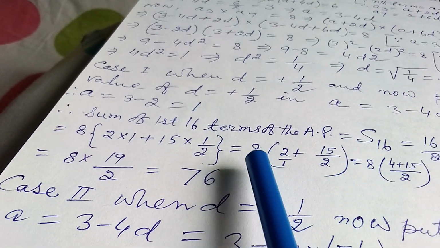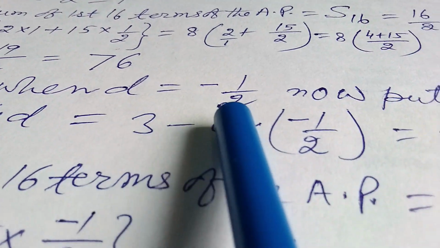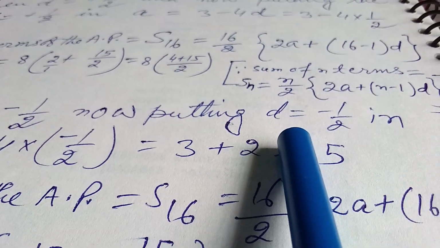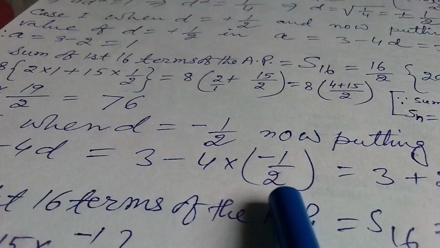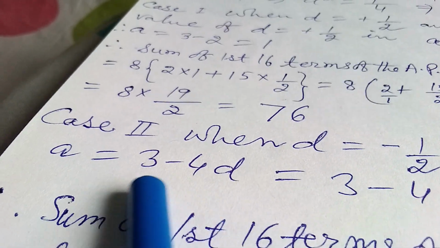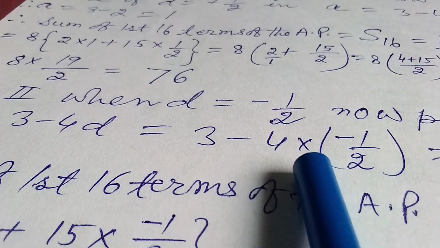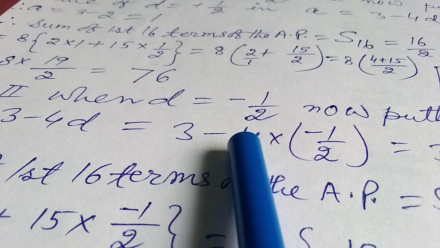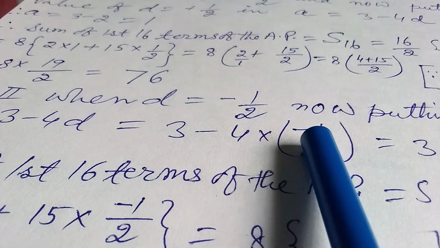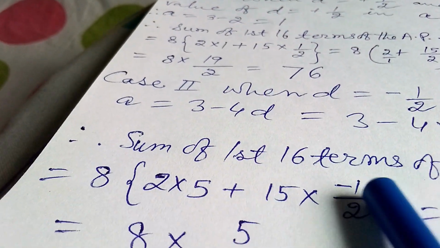Now, case 2. In case 2, when D equals minus 1 by 2, we put this value of D equals minus 1 by 2 in A equals 3 minus 4D, that is equal to 3 minus 4 into minus 1 by 2. 2 into 4, it is being cancelled. And minus minus is plus, so 3 plus 2 equals 5. So here A equals 5.